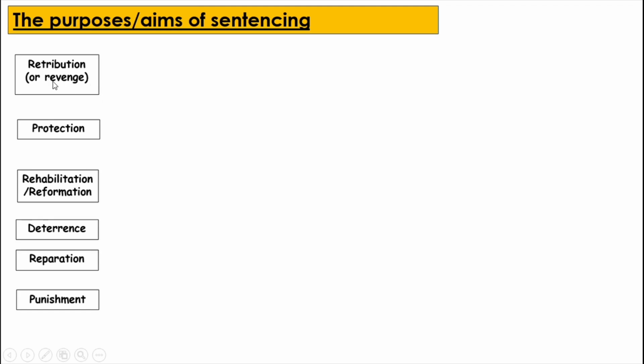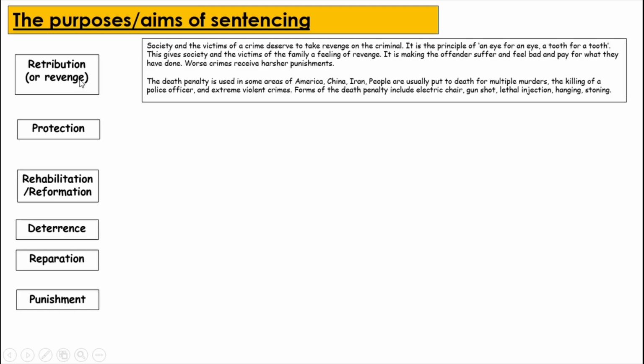Retribution. Please do not use the term revenge in your exams. Use the term retribution. I've only put this term here to help you understand what retribution means. Here is the definition of retribution. Society and the victims of a crime deserve to take revenge on the criminal. It is the principle of an eye for an eye, a tooth for a tooth. This gives society and the victims of the family a feeling of revenge. It is making the offender suffer and feel bad and pay for what they have done.